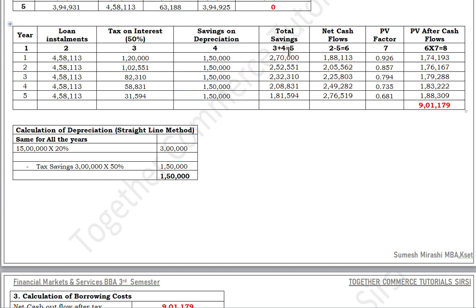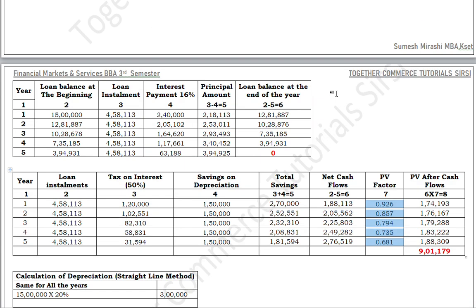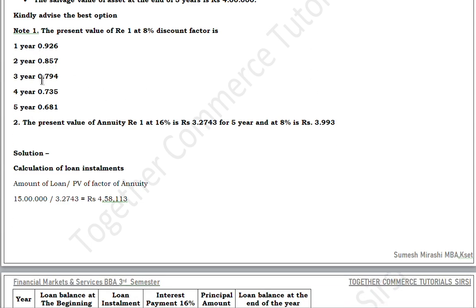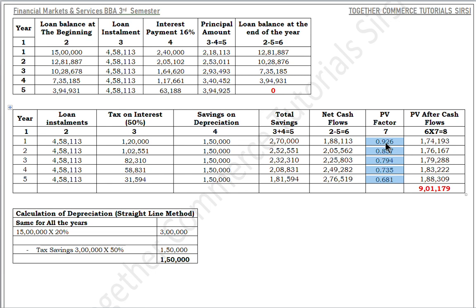Then total savings, as the column says, third column plus fourth column, that is this and this. If you add these two columns, you will get these values. The steps are the same for all the remaining years. Then net cash flows. The net cash inflow is second column minus fifth column. If you subtract these two, you will get these numbers. Then the PV factor. This is got from the question, and you can write it down here.